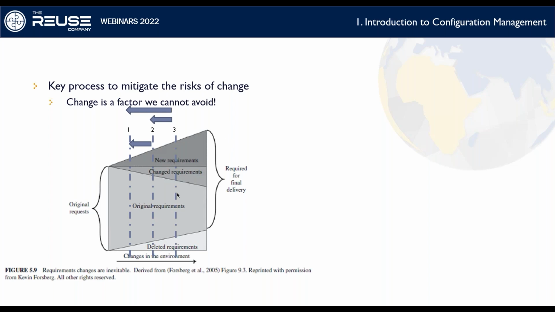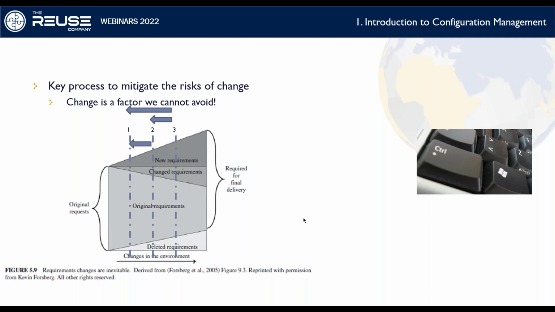And if you look at this diagram or graph here, you see that when you start from your original requests, requirements, or products, the final delivery always includes changes: new requirements, new items, changed requirements, deleted requirements. So we always like the Control Z feature.